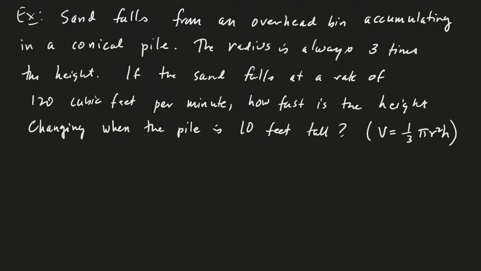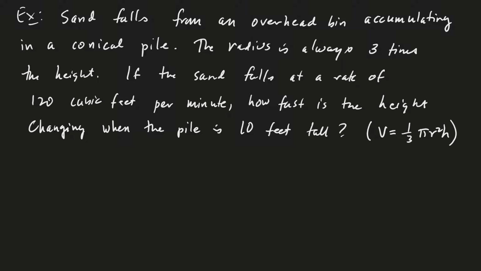Alright, so this is our second example in the related rate section, and here's our problem. Sand falls from an overhead bin, accumulating into a conical pile. The radius is always 3 times the height. If the sand falls at a rate of 120 cubic feet per minute, how fast is the height changing when the pile is 10 feet tall?